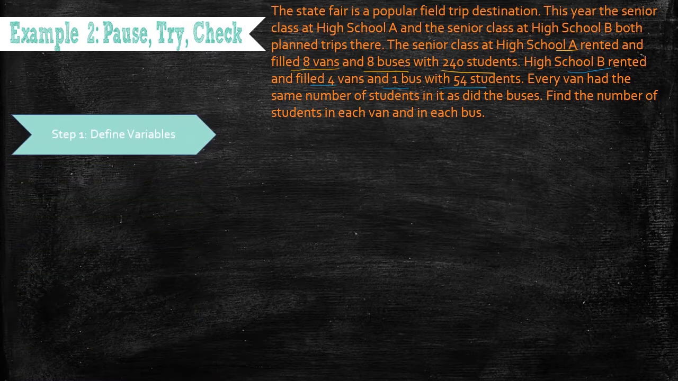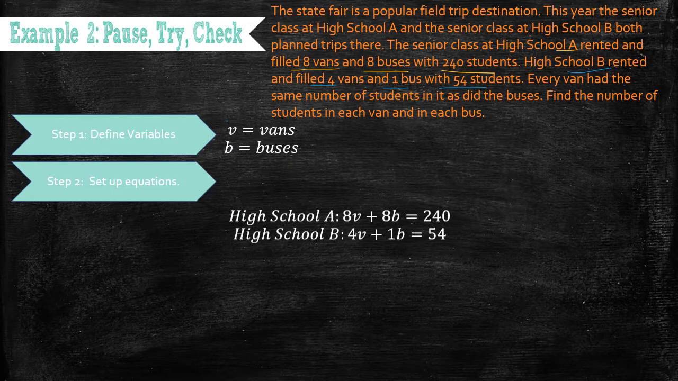So remember, the first step is to define those variables. So we're trying to figure out the number of students in each van and each bus. So those would be our variables because those are our unknowns. That's what we're trying to find. So V for vans, B for buses.